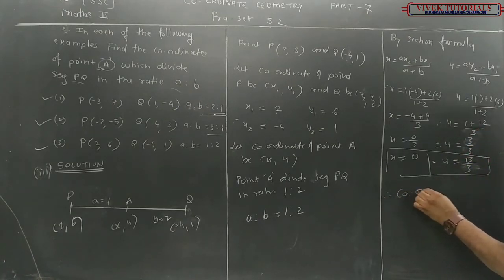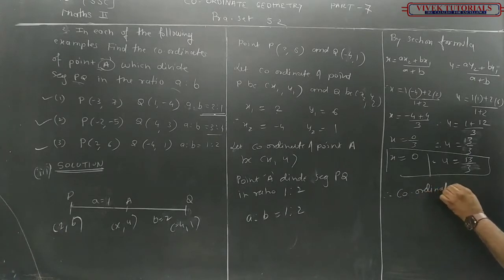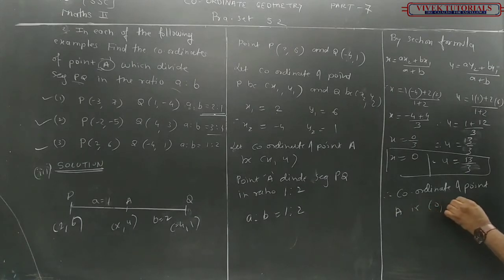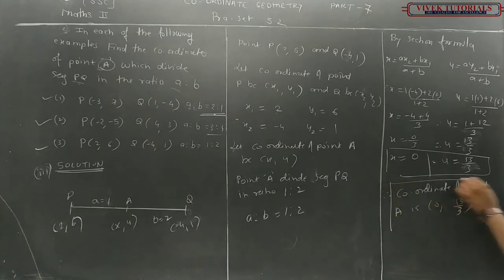Therefore, the coordinate of point A is 0 and 13 upon 3, that you put in the box. And this you are going to study it once again.